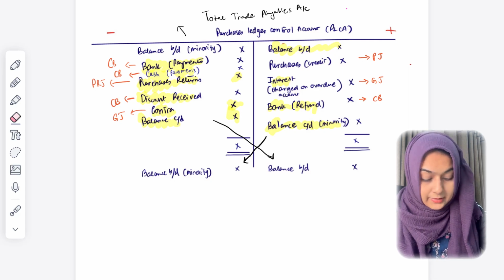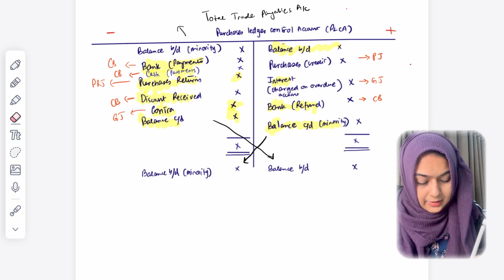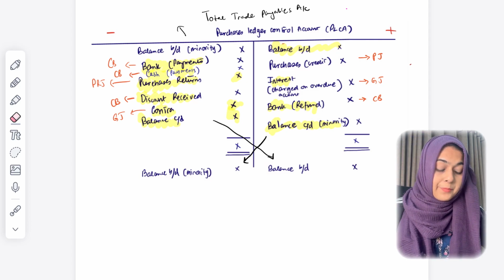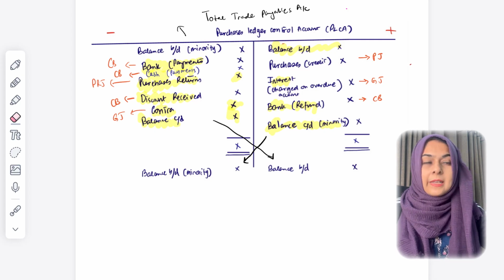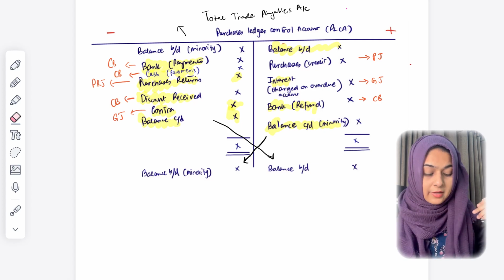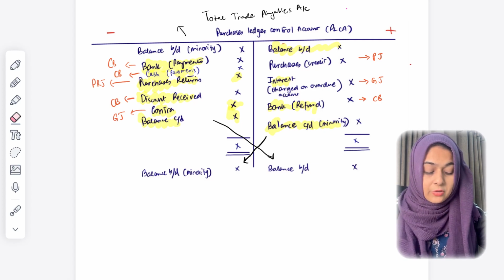Similarly, the last item here is contra. Contra is coming from the general journal because again in contra no money is being exchanged. One account is set off against the other account, so contra is also coming from the general journal.